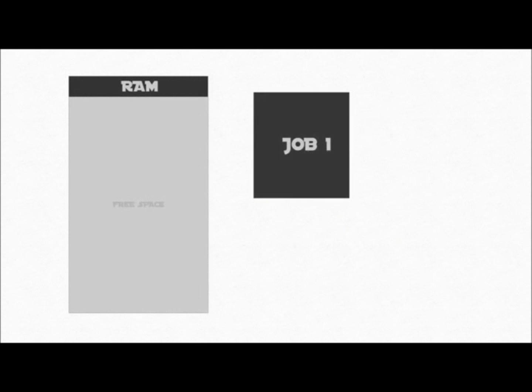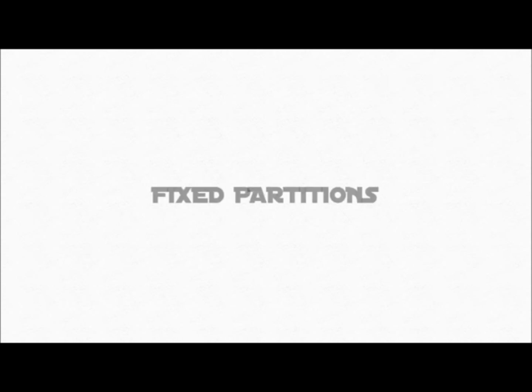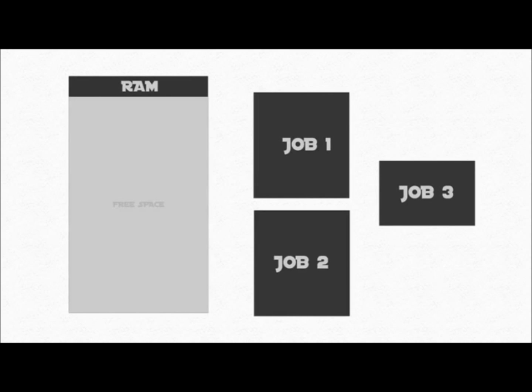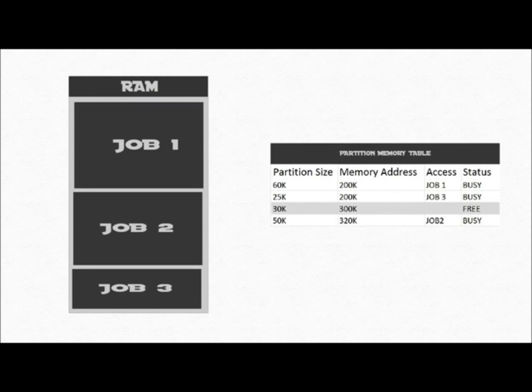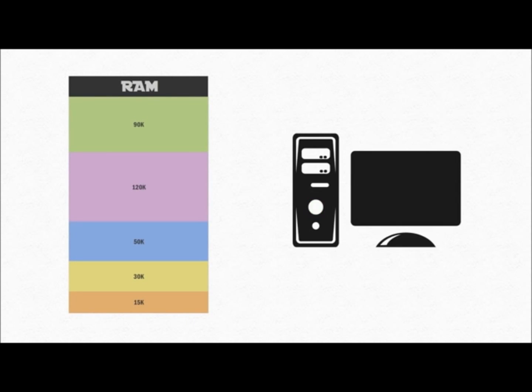What if you wanted to store 2 or 3 jobs in the memory? This is when fixed partitions came along, allowing allocated partitions to contain more than a single job at one time. All of the partitions were stored in a partition memory table to keep track of partition usage. The sizes of these partitions were static, meaning they could not be changed, unless the system was rebooted.